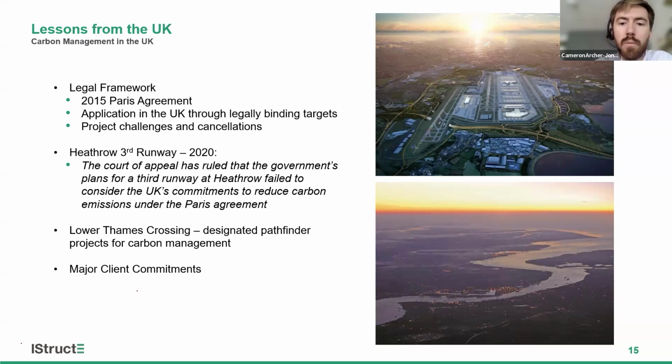There's also a group that sits behind and assesses the UK government's performance, or any project's performance, against those targets. Is it compatible with getting to net zero by 2050? As a result, there have been some quite major project challenges. And the big one that gets talked about quite a lot when you start talking about major projects that require a direct consent order, or a DCO, from the UK government is Heathrow third runway.